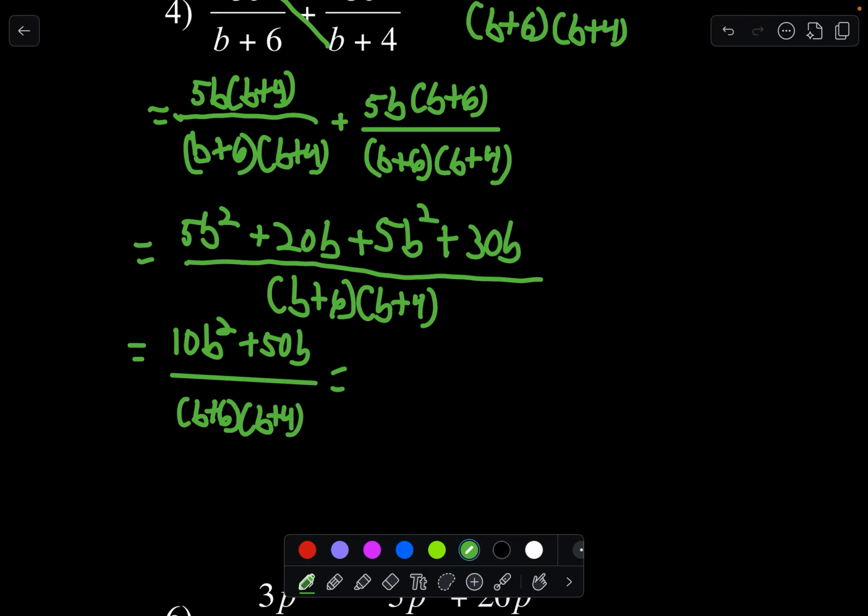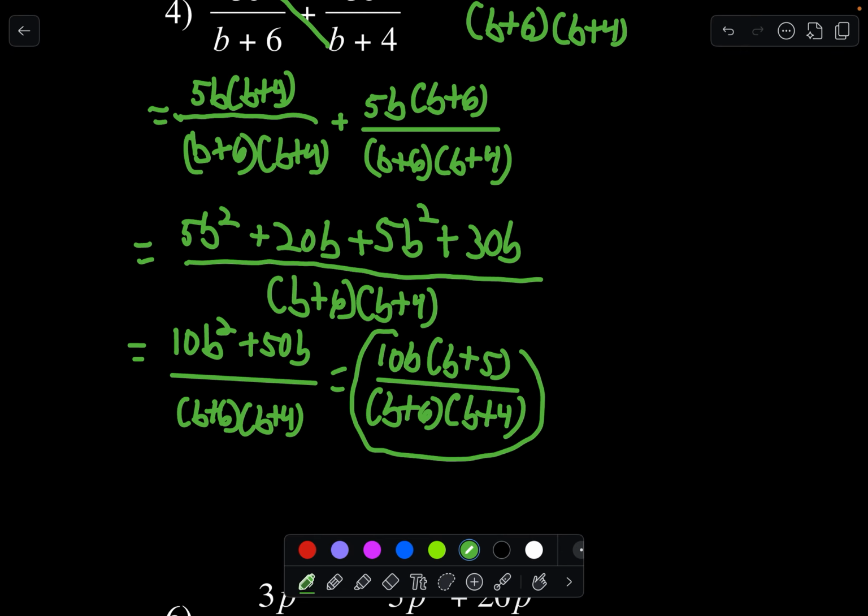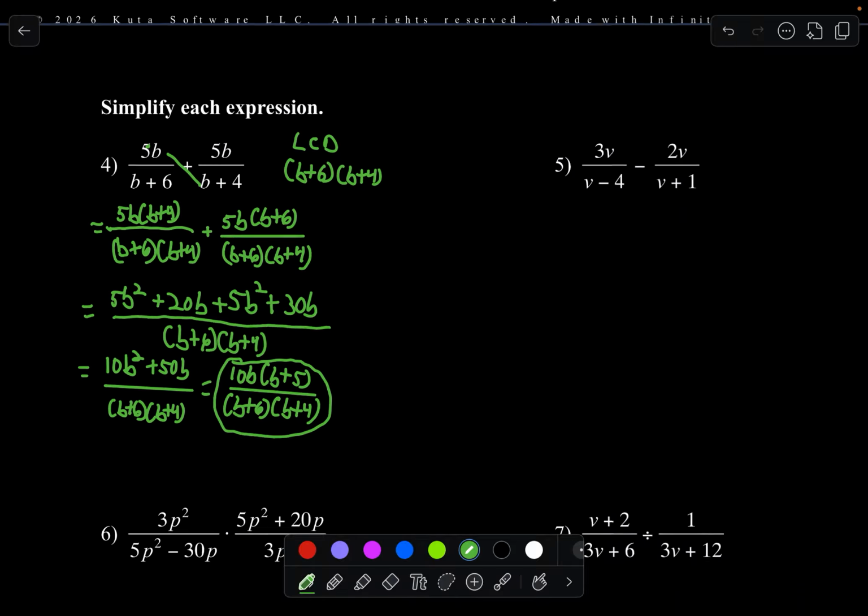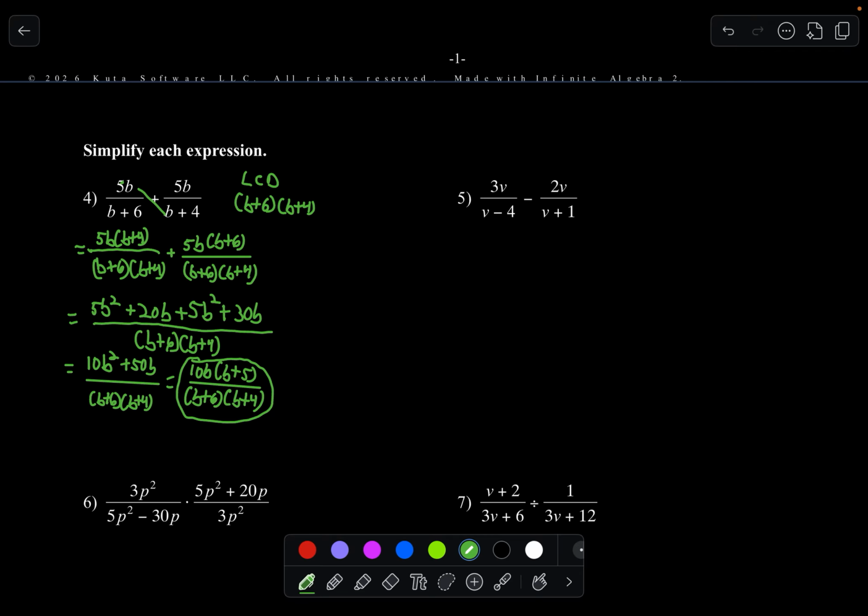I guess you could factor out the 10b if you were of the mind, and that'll give you b plus 5. But that's not really helpful because you can't reduce. But you should always look, just in case you can, because it needs to be in reduced fraction form. And this would be the answer. All right? Now, look at the next one.